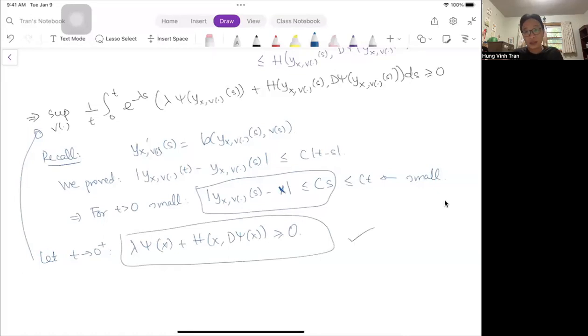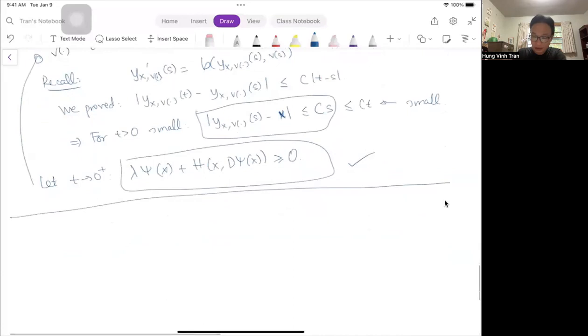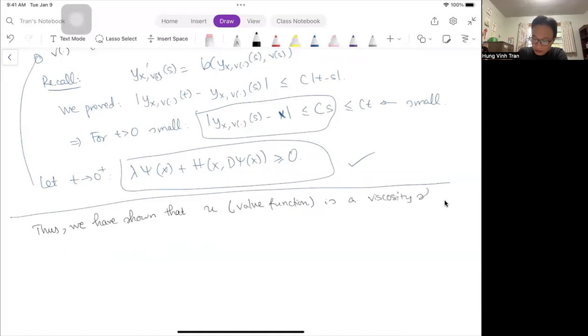We have the sub and super solution test, and we have shown that, let me conclude it here. Thus we have shown that u, defined as the minimum value function, is a viscosity solution to the equation lambda u + H(x, Du) = 0 in R^n.